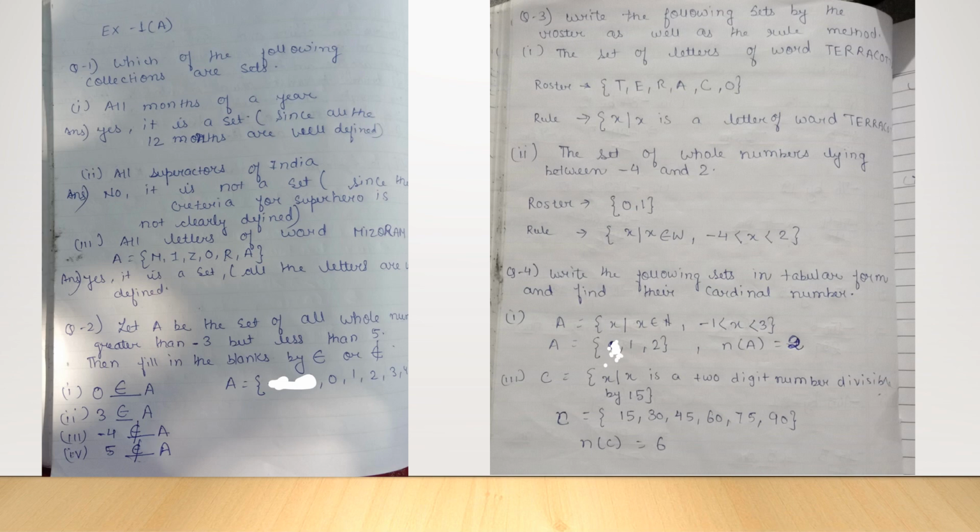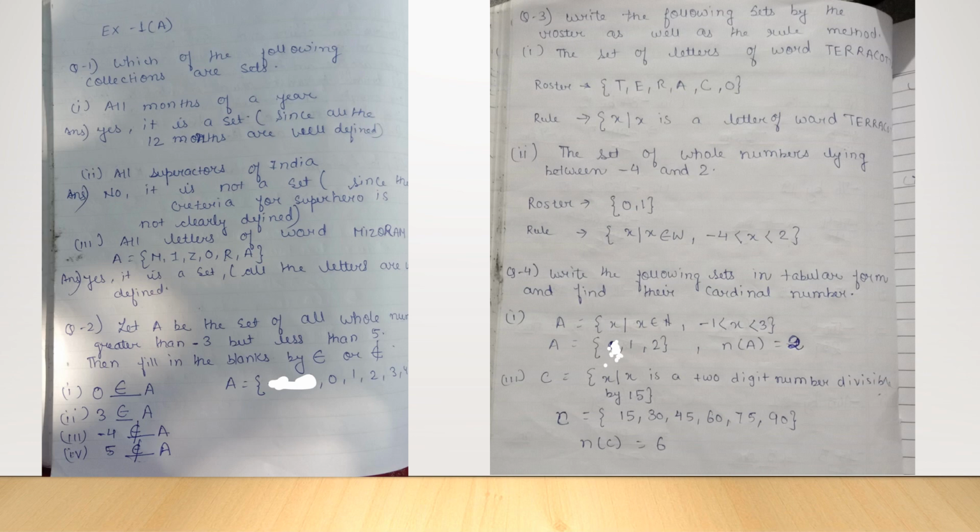Now question number 2. Let A be the set of all whole numbers greater than -3 but less than 5. Then fill in the blanks by the symbol which is given, known as belongs to or does not belong to. So we will write down the elements of the set at first. So A is equal to, we'll start with 0, because it is a set of whole numbers and whole number starts from 0. So 0, 1, 2, 3 and 4 because we have to take less than 5. So the elements of set A we have written.